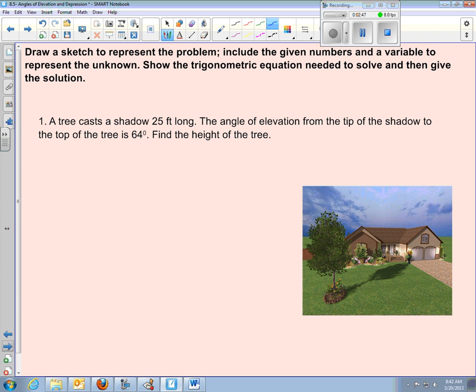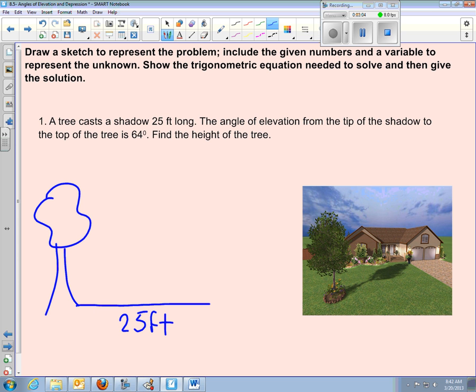A tree casts a shadow 25 feet long. The angle of elevation from the tip of the shadow to the top of the tree is 64 degrees. Find the height of the tree. So we have a tree, and it casts a shadow that's 25 feet long, and the angle of elevation to the top of the tree is 64 degrees. Find the height of the tree.